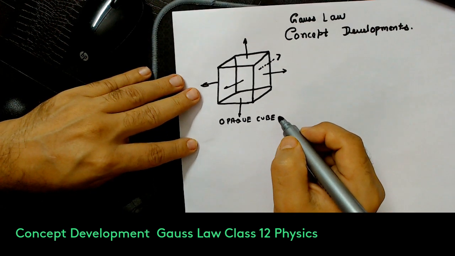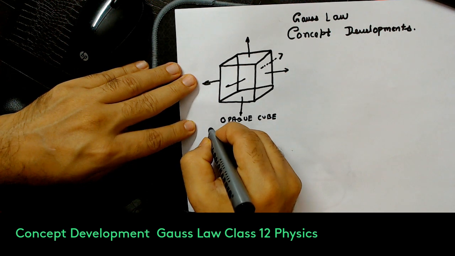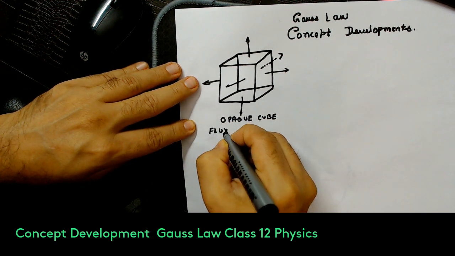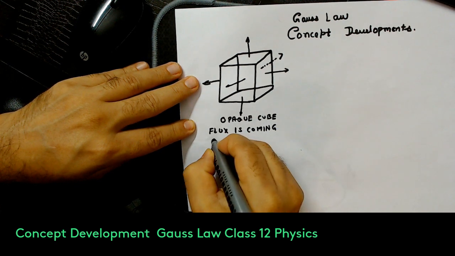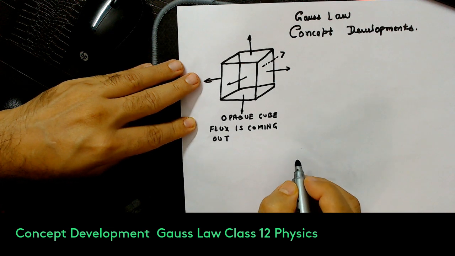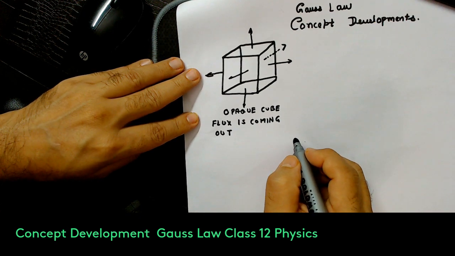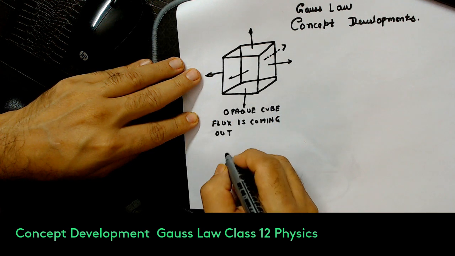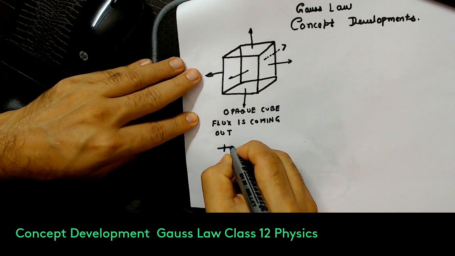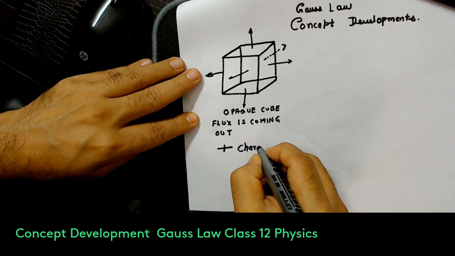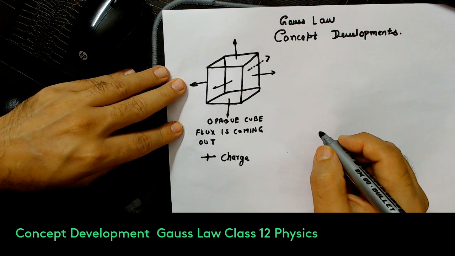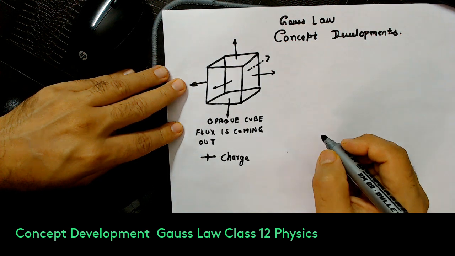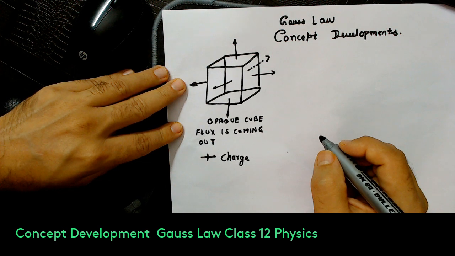But the fact that the flux is coming out tells you volumes about what kind of charge is inside this cube. So if the flux is coming out, you have a positive charge inside the cube, and this cube is obviously the Gaussian surface. You can see it is very symmetrical, and in all the directions the flux is coming out of this opaque box.